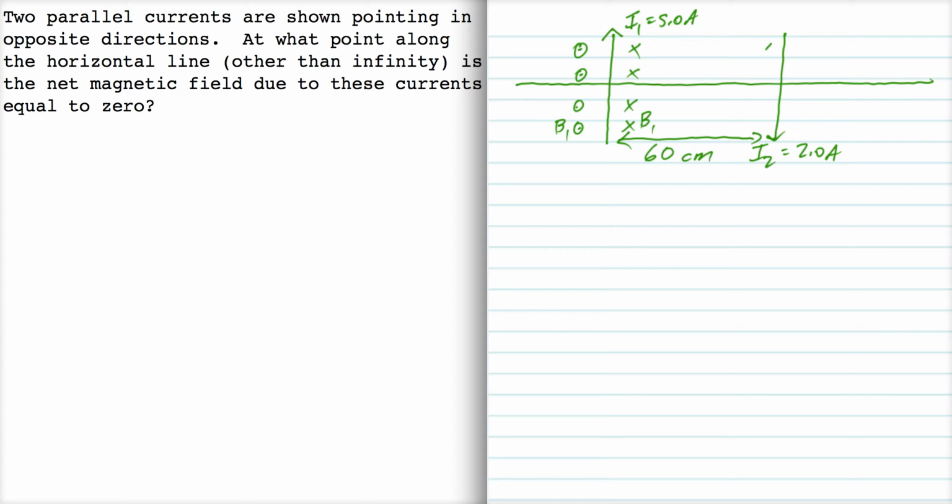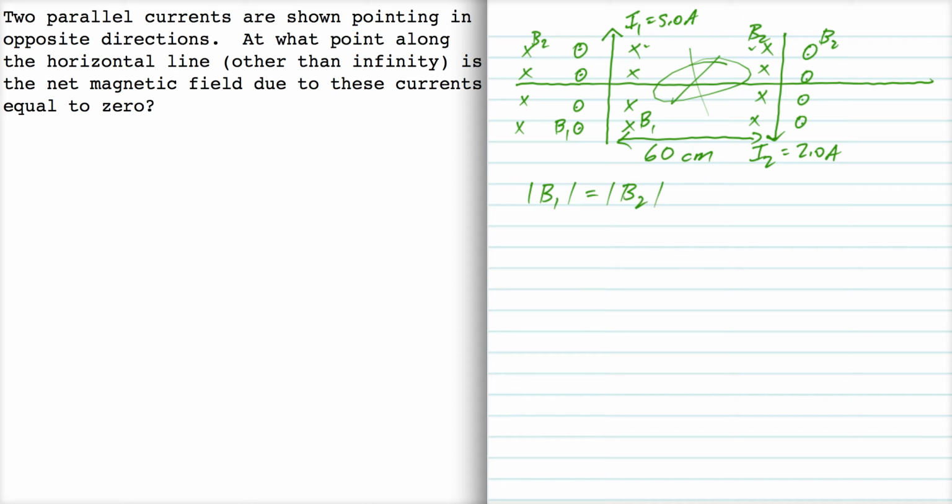For I2, the magnetic field is into the page on this side and out of the page on this side. Okay, so there's B2, B2. Okay, so that tells us that in here, it's not possible for the magnetic field to equal 0 because both magnetic field components due to B1 and B2 point in the same direction, so they can't cancel out. Now over here on this side, B1 points out of the page and B2 points into the page, so that's a possibility. However, if you consider, what if I tried to set B1 equal to B2?